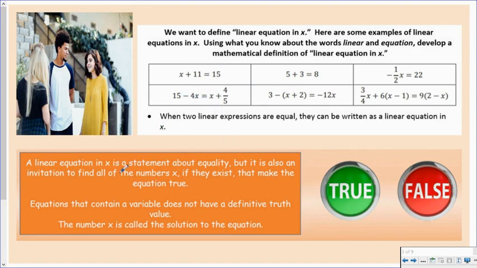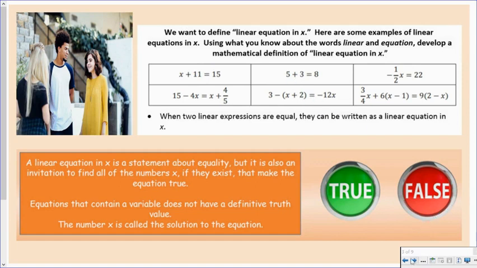So here we have our definition. A linear equation in x is a statement about equality, so both of the sides have to be balanced. Equations that contain a variable do not have a definitive truth value. The number x is called a solution to that equation. Being that we don't know what x is, for this one we probably would know that x has to be 4, but for this one here we would need to figure out what x is.